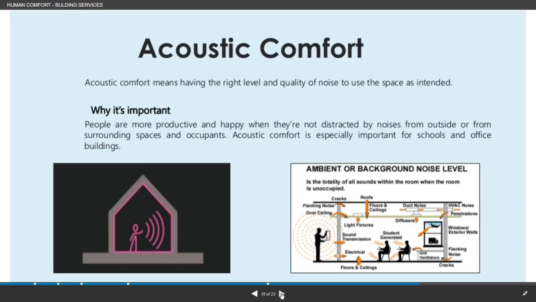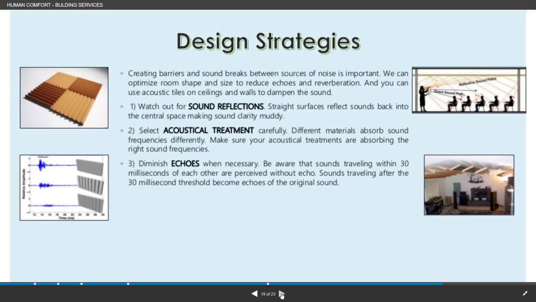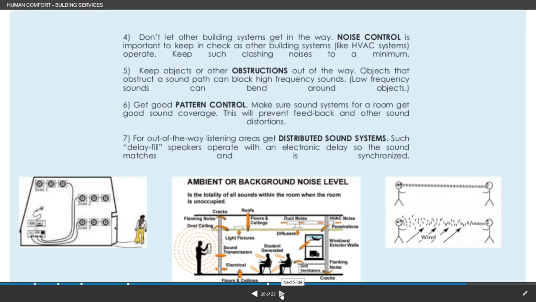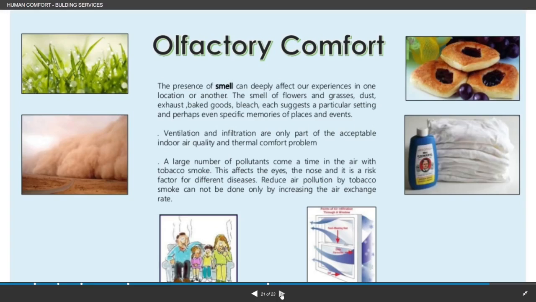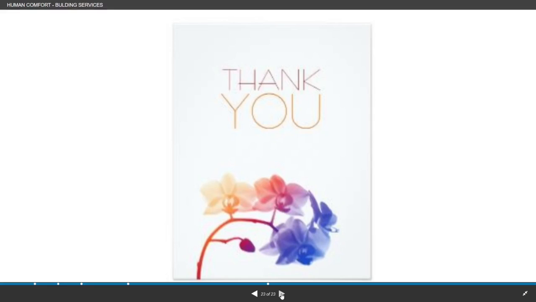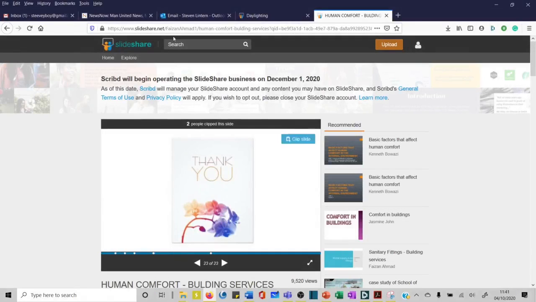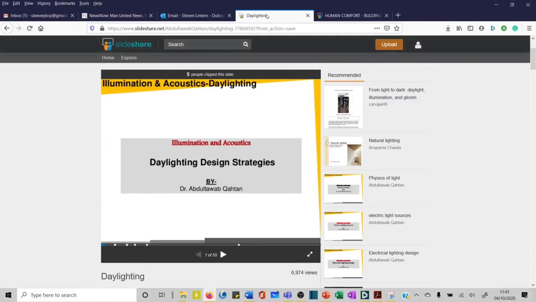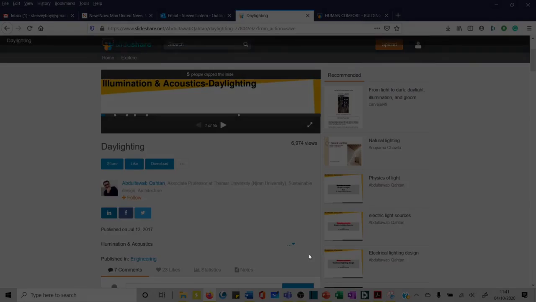We've got the acoustics, design strategies for acoustics. This is from last week's lesson. I mean, you've really got to look at this. This is about smell, human comfort. This is all excellent stuff. Now this one here is the one that we're talking about today.